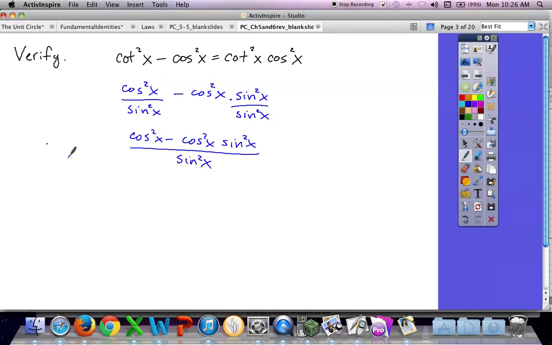Could you? You bet, right? You've got two terms in the numerator, and they both have a cosine squared in them. Factor it out. Right, so here we get cosine squared x times 1 minus sine squared x, and that is all over sine squared x. Okay, what suggests itself now?